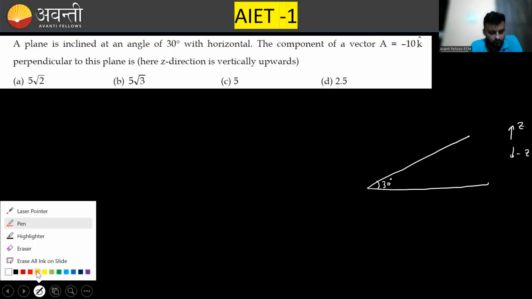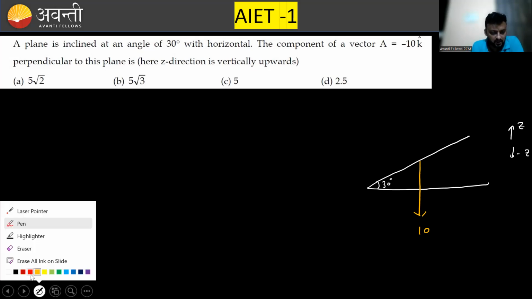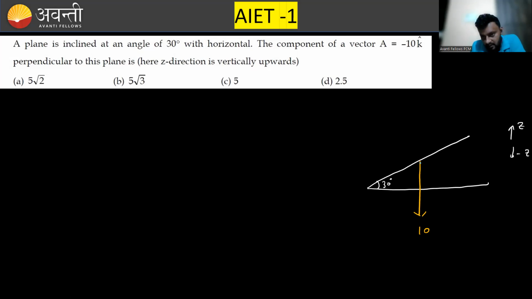Okay. So there is a vector minus 10 k cap. So this is 10. I have drawn the arrow in the downward direction. So I am not writing it minus 10. So you need to find the component perpendicular to this plane. Okay, this is easy case, I think. What you can see, if you take the two components, one is like that, another is like that. These will be the two components.